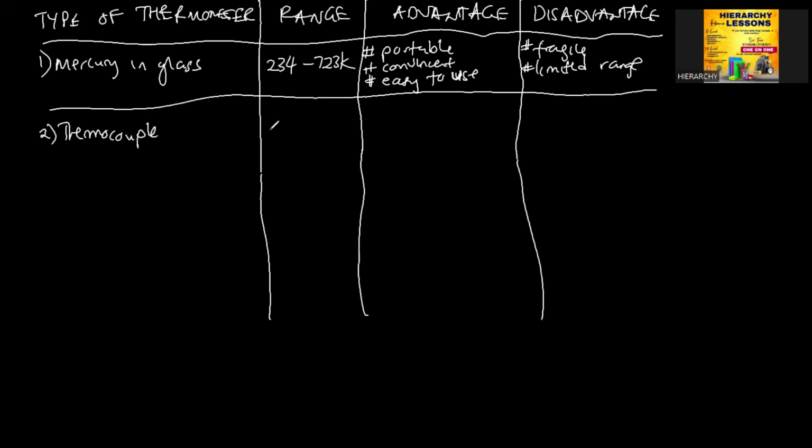Then we're going to look at a thermocouple thermometer. So for a thermocouple, the range has increased: 903 to 1336 kelvins. The advantage of a thermocouple is that it has a fast response, so it's suitable for rapidly changing temperatures. We have remote reading, and also a wide range.